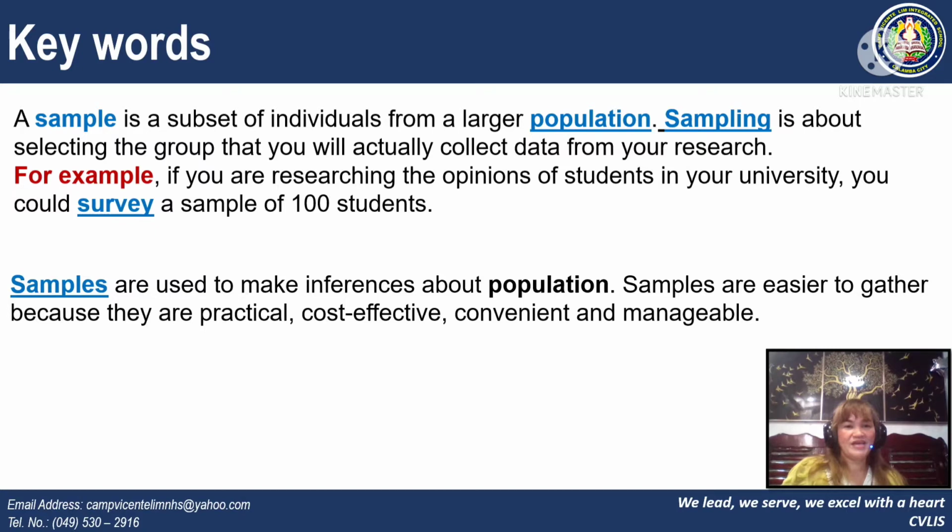For the keywords today, a sample is a subset of individuals from a larger population. Sampling is about selecting the group that you will actually collect data from in your research. For example, if you are researching the opinions of students in your university, you could survey a sample of 100 students. Samples are used to make inferences about the population. Samples are easier to gather because they are practical, cost-effective, convenient, and manageable.